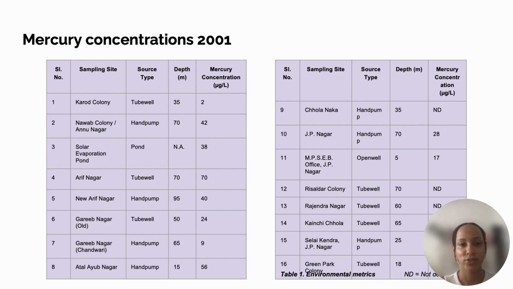Notice how some sites such as Rizaldar Colony, Rajenjar Nagar, and Green Park Colony show not detected levels, while others like Arif Nagar register significantly higher concentrations, peaking at 70 micrograms per liter. This variation vividly illustrates the spatial extent of contamination around the plant and underscores the long-term environmental exposure risks faced by local communities.